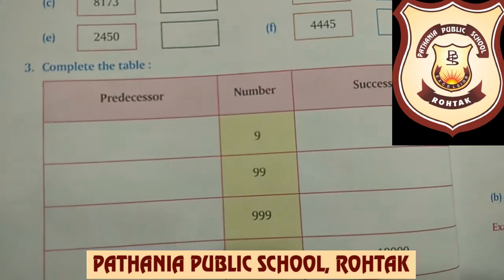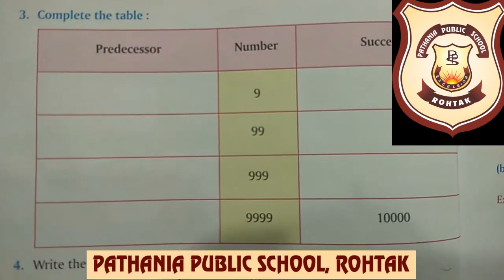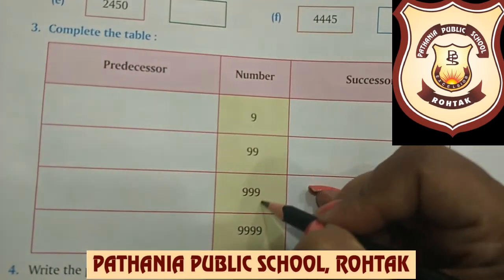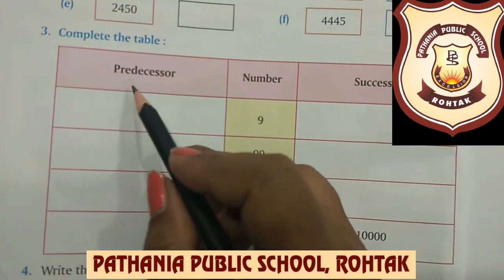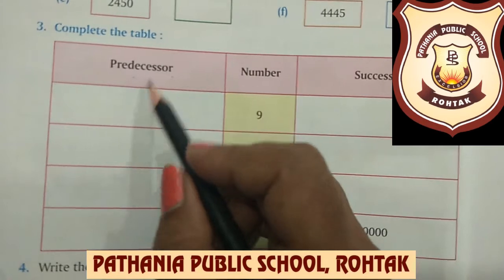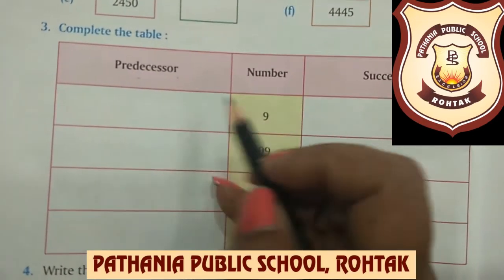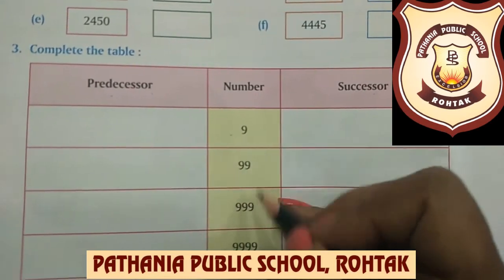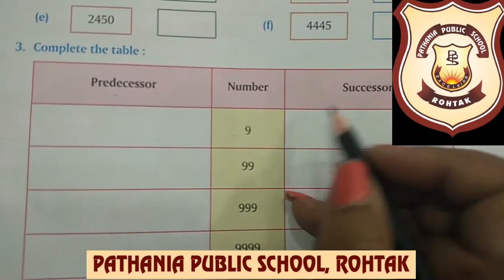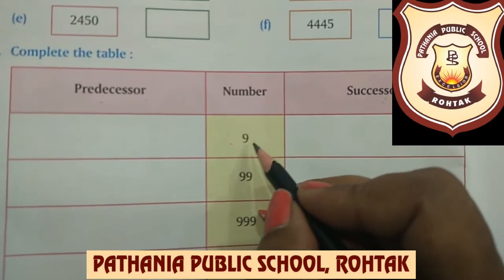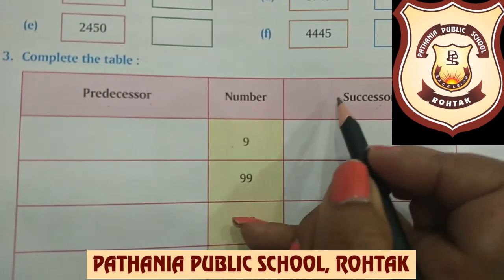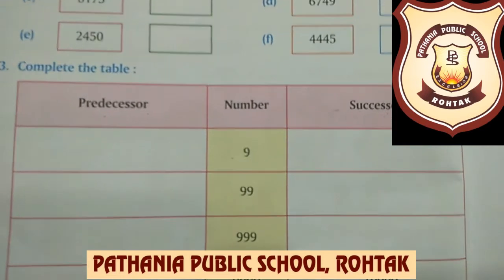Now moving on to question number 3. Question number 3 is asking to complete the table. Numbers are given over here in between. Where predecessor is written, we need to write the predecessor of the given number. Where successor is written, we need to write the successor of the given number. So first is given 9. We need to find the predecessor of 9 and the successor of 9. So let's find it out.